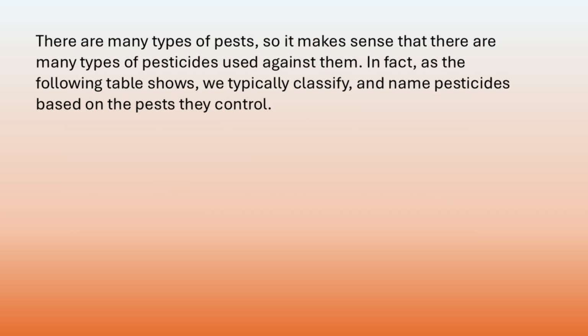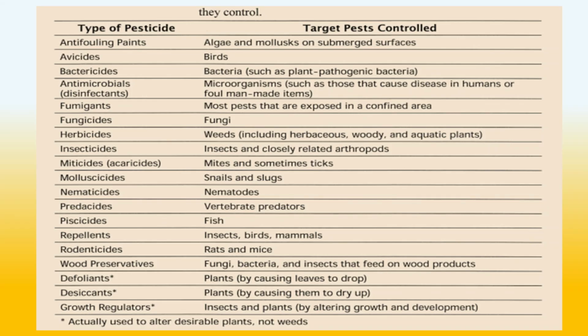There are many types of pests, so it makes sense that there are many types of pesticides used against them. In fact, as the following table shows, we typically classify and name pesticides based on the pests they control. Take a few moments to review this table. You're going to see the type of pesticide on the left and the target pest to be controlled on the right.